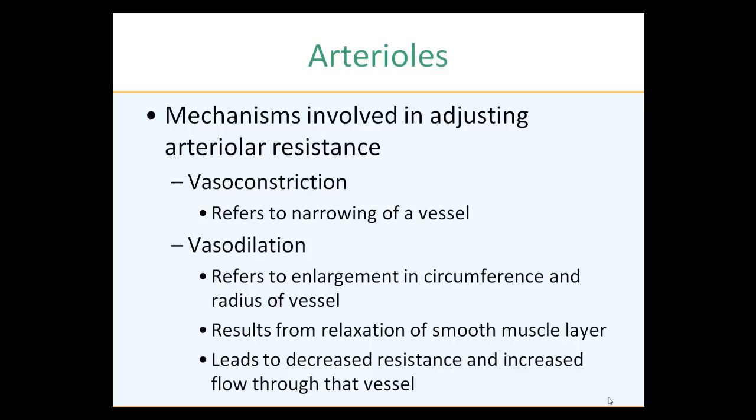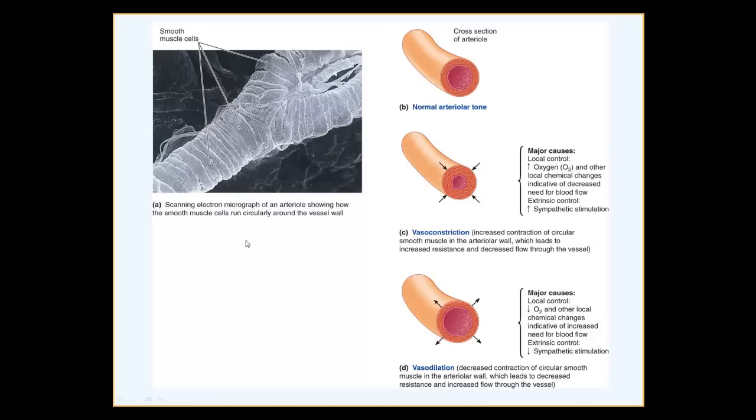So the mechanisms that are involved in adjusting the arteriolar resistance are either vasoconstriction or vasodilation. Now, the vasoconstriction is the narrowing of the blood vessel. The vasodilation is the enlargement in the circumference and the radius of that blood vessel. Vasoconstriction will be the contraction of the smooth muscle fibers causing it. Vasodilation, the opposite, the relaxation of these smooth muscle fibers. We need to understand what are the factors that contribute to both vasoconstriction and vasodilation, but before we get into that, let's look a little bit at the structure of these.